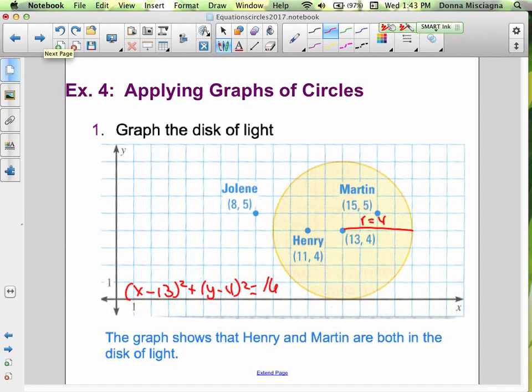No one can see you. So either she's got to move or they need another light because then no one's going to see her. So the graph shows that Henry and Martin are both in the disk of light. All right, so if you have a question like this, the easiest thing to do is just graph it, and then you can clearly see who's in the light and who's in the dark. And I think that's the end of this lesson.